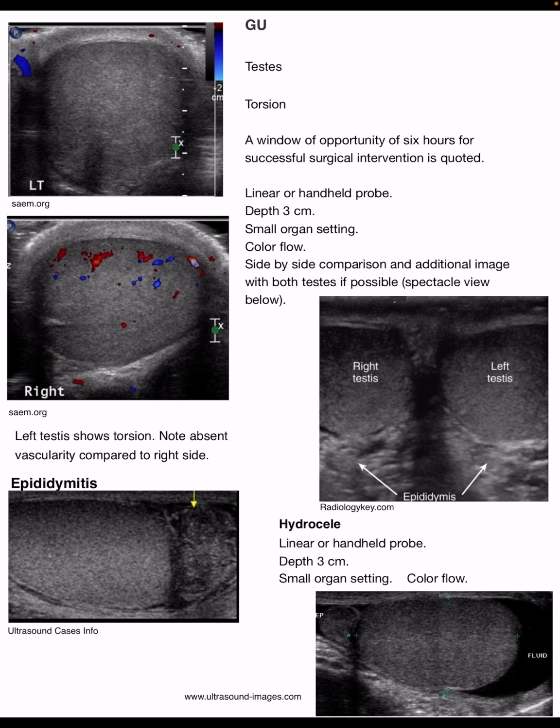A side-by-side comparison, the so-called spectacle view, can be very helpful. The other things that can be distinguished are epididymitis and hydrocele.